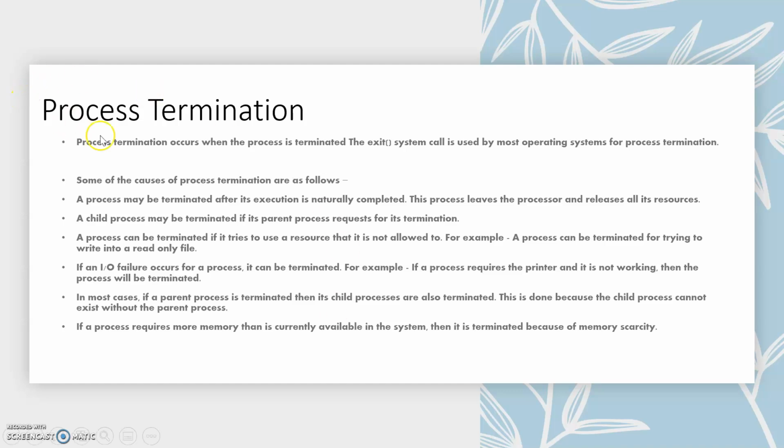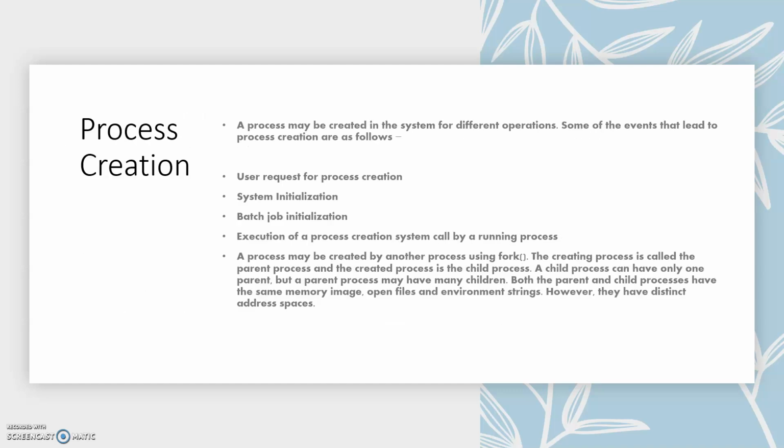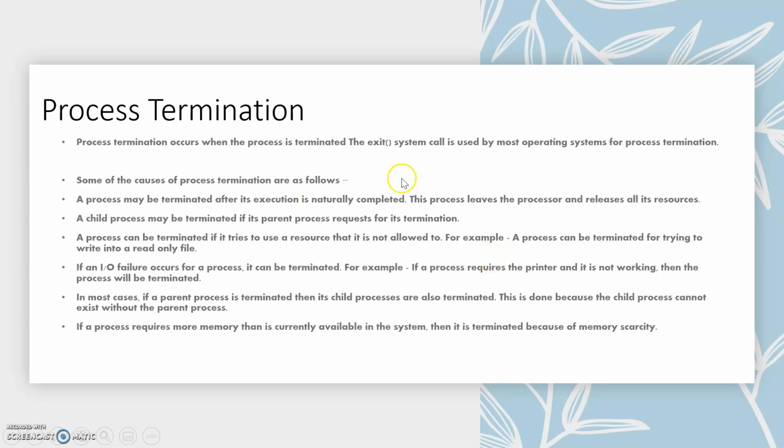And also the process termination occurs by using the system call exit. In order to terminate a process, you can use the system call exit. So we have discussed two system calls. One is for creation, one is for termination. For creation, you can use the system call fork. Then for termination, exit. So these are the various ways in which process termination can happen.